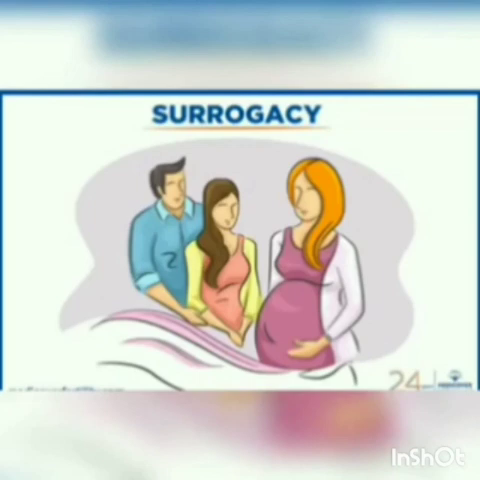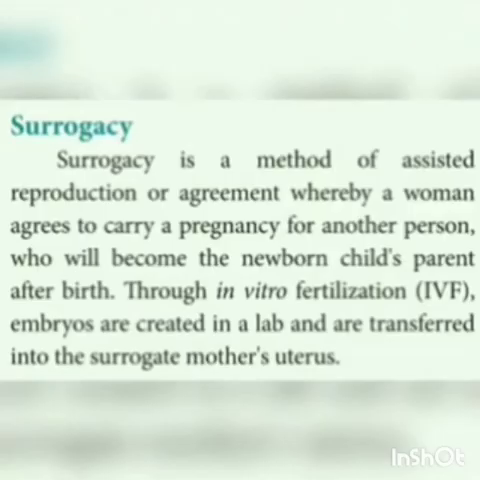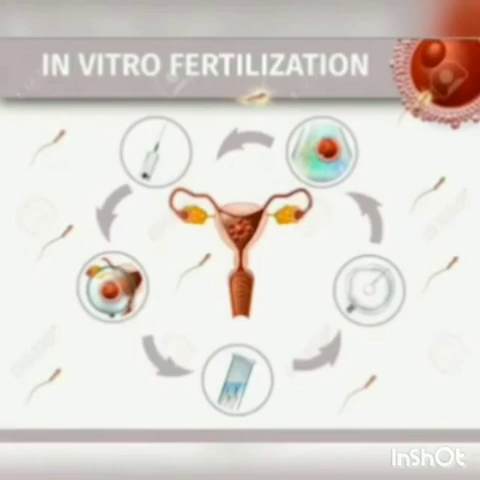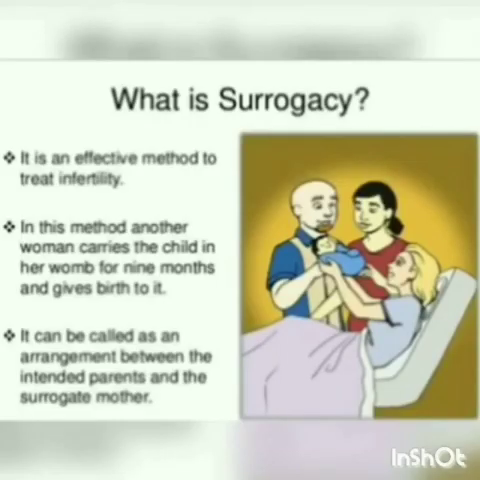Surrogacy is a method of assisted reproduction, or an agreement, whereby a woman agrees to carry a pregnancy for another person, who will become the newborn child's parent after birth. Through in vitro fertilization, embryos are created in the lab and transferred into the surrogate mother's uterus. After childbirth, the surrogate mother has to hand over the child to the original parents.